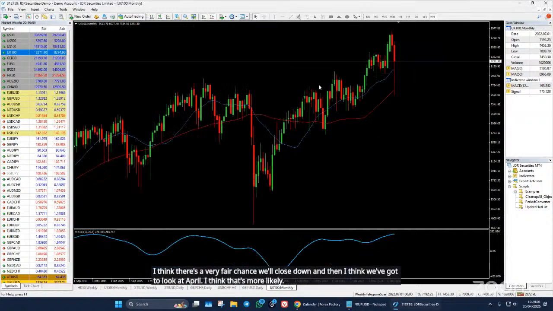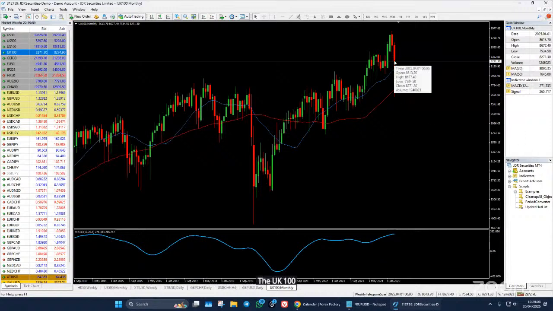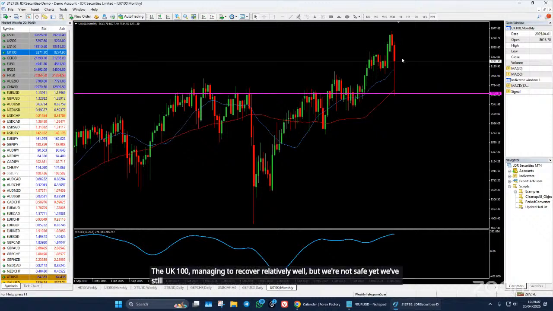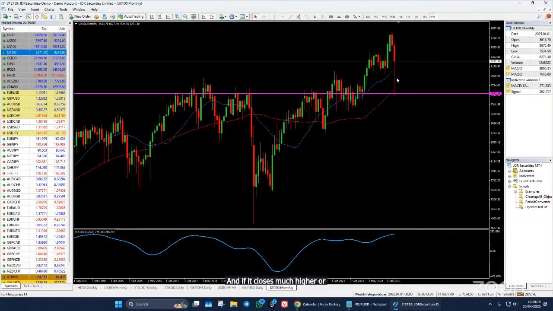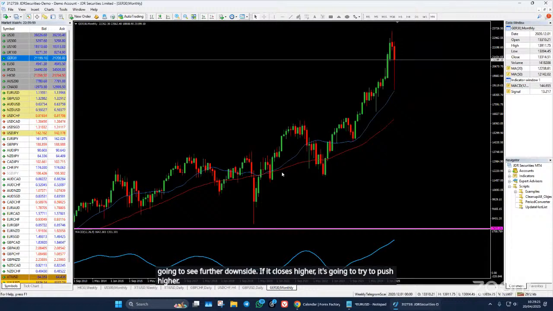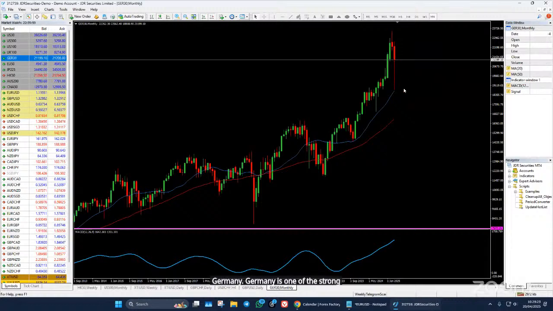The UK 100. Managing to recover relatively well, but we're not safe yet. We've still got a bounce off that. We'll need to see how we close at the end of the month, which is 10 days away, and if it closes much higher or if it closes lower. If it closes lower, we're going to see further downside. If it closes higher, it's going to try to push higher. Germany is one of the strongest non-US indices at the moment. Again, I'm watching that. We've still got 10 days.